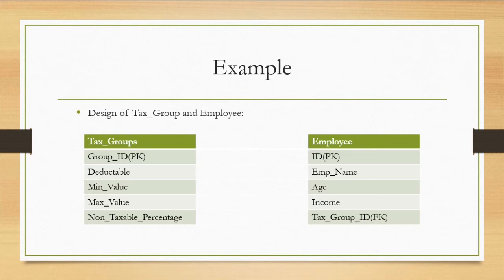So there's our two tables, our tax group and our employee, with each of their own properties. We've got the relationship going from group ID, which is the primary key of table groups, to tax group ID, which is the foreign key of employee.